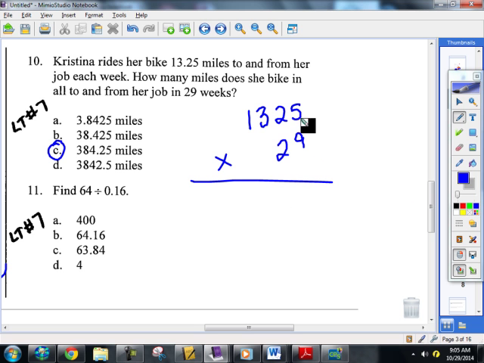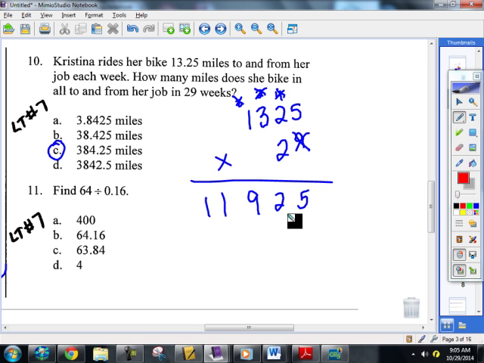Okay. So 9 times 5 is 45. 9 times 2 is 18, plus 4 would be 22. 9 times 3 is 27, plus 2 would be 29. And then 9 times 1 is 11. Did I get that right? Everybody had that? Yeah. Okay, now I'm going to get rid of my carries there.